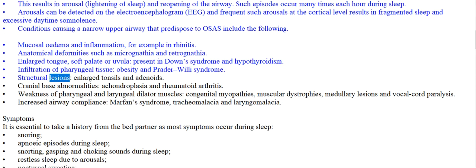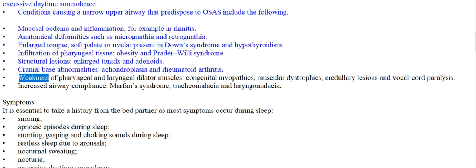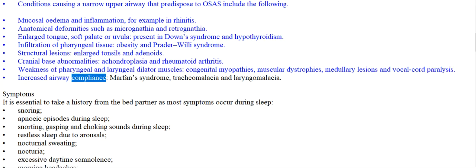Structural lesions, enlarged tonsils and adenoids. Cranial base abnormalities, achondroplasia and rheumatoid arthritis. Weakness of pharyngeal and laryngeal dilator muscles, congenital myopathies, muscular dystrophies, medullary lesions and vocal cord paralysis. Increased airway compliance, Marfan syndrome, tracheomalacia, and laryngomalacia.